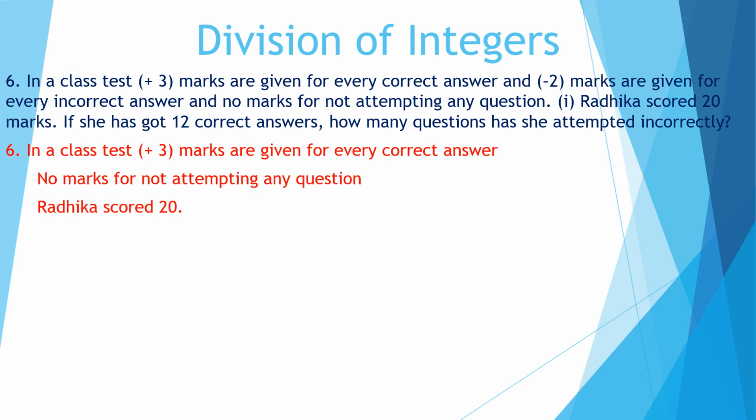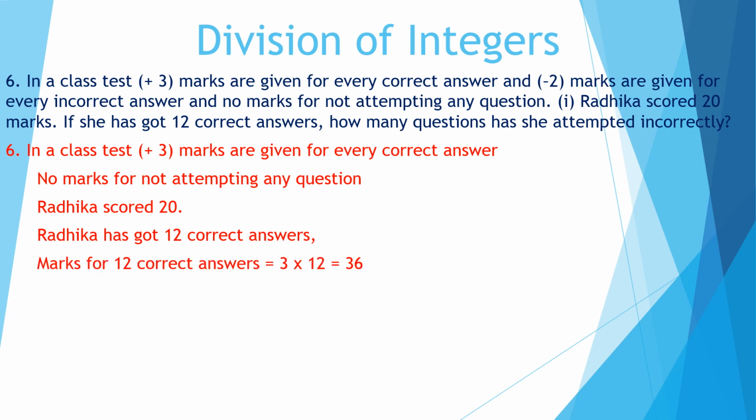Now, plus 3 marks are given for every correct answer. No marks for not attempting any questions. And Radhika scored 20. All this is given in the question. Now let's find out. Radhika has got 12 correct answers. So plus 3 marks into 12 is the total score. Marks for 12 correct answers that Radhika gets is 36.